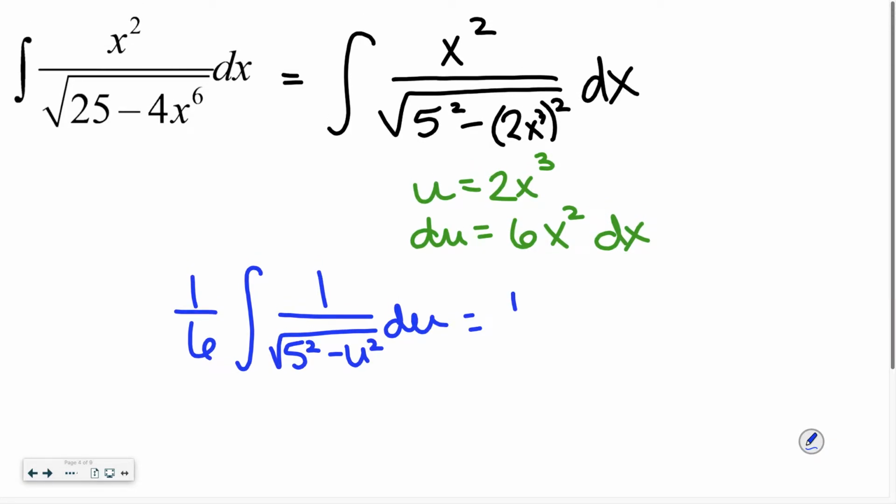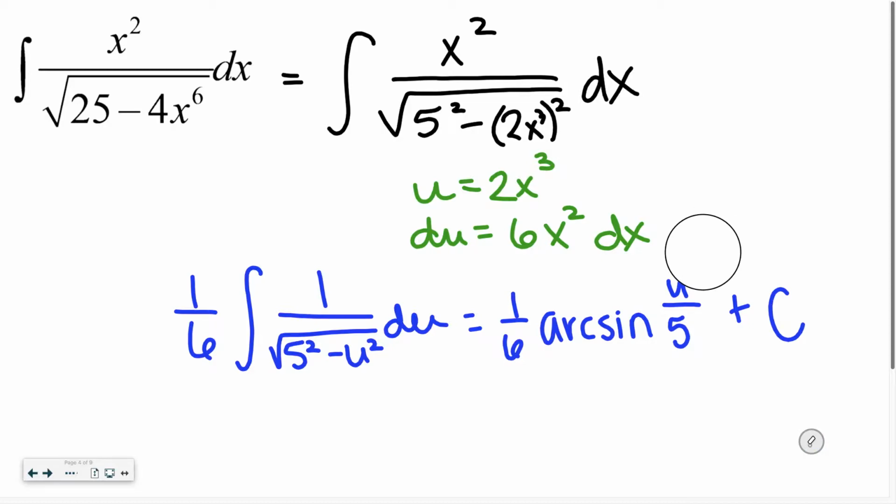So we have 1/6 arc sine of u over a plus c. And I'm just going to save some space here. I'm just going to erase u and write 2x cubed instead.